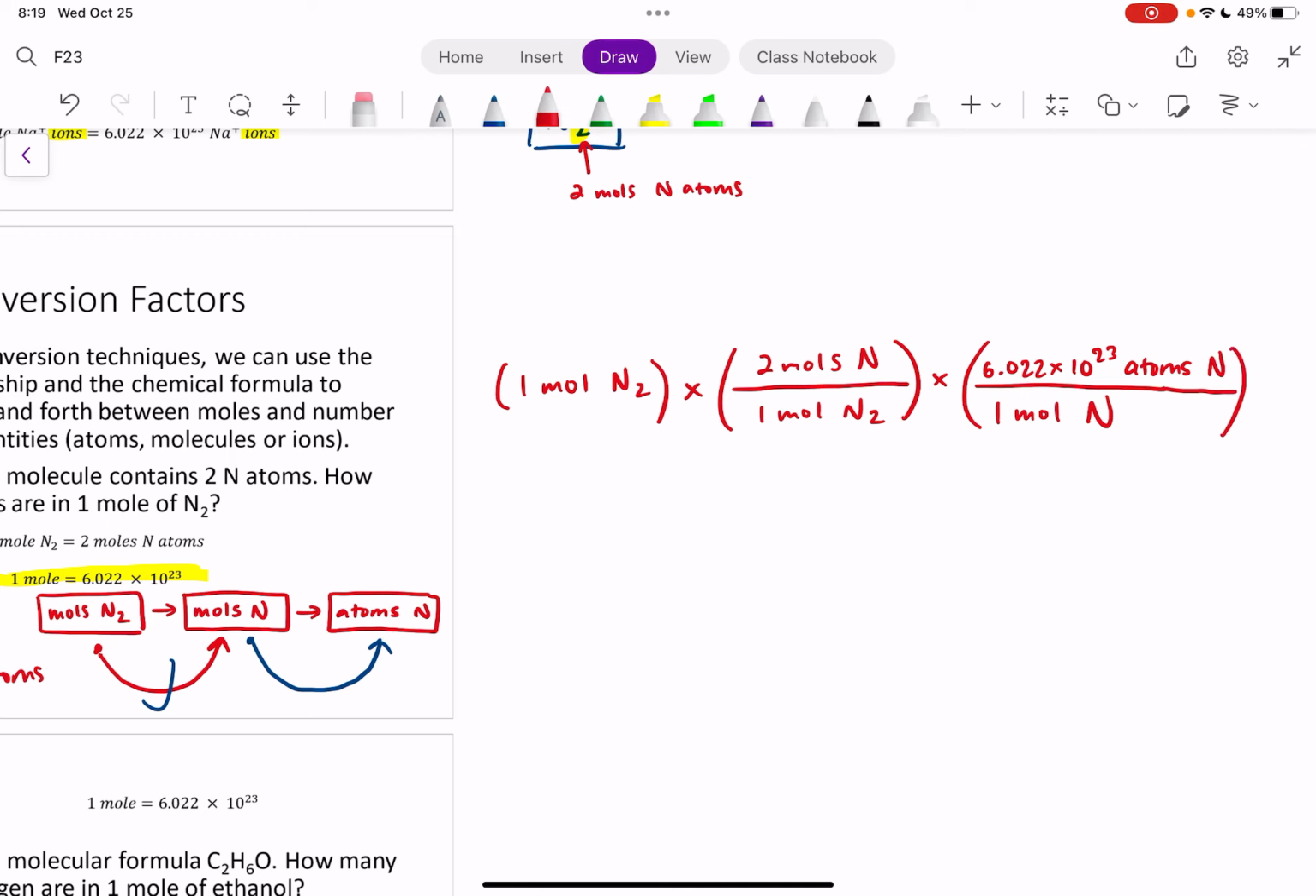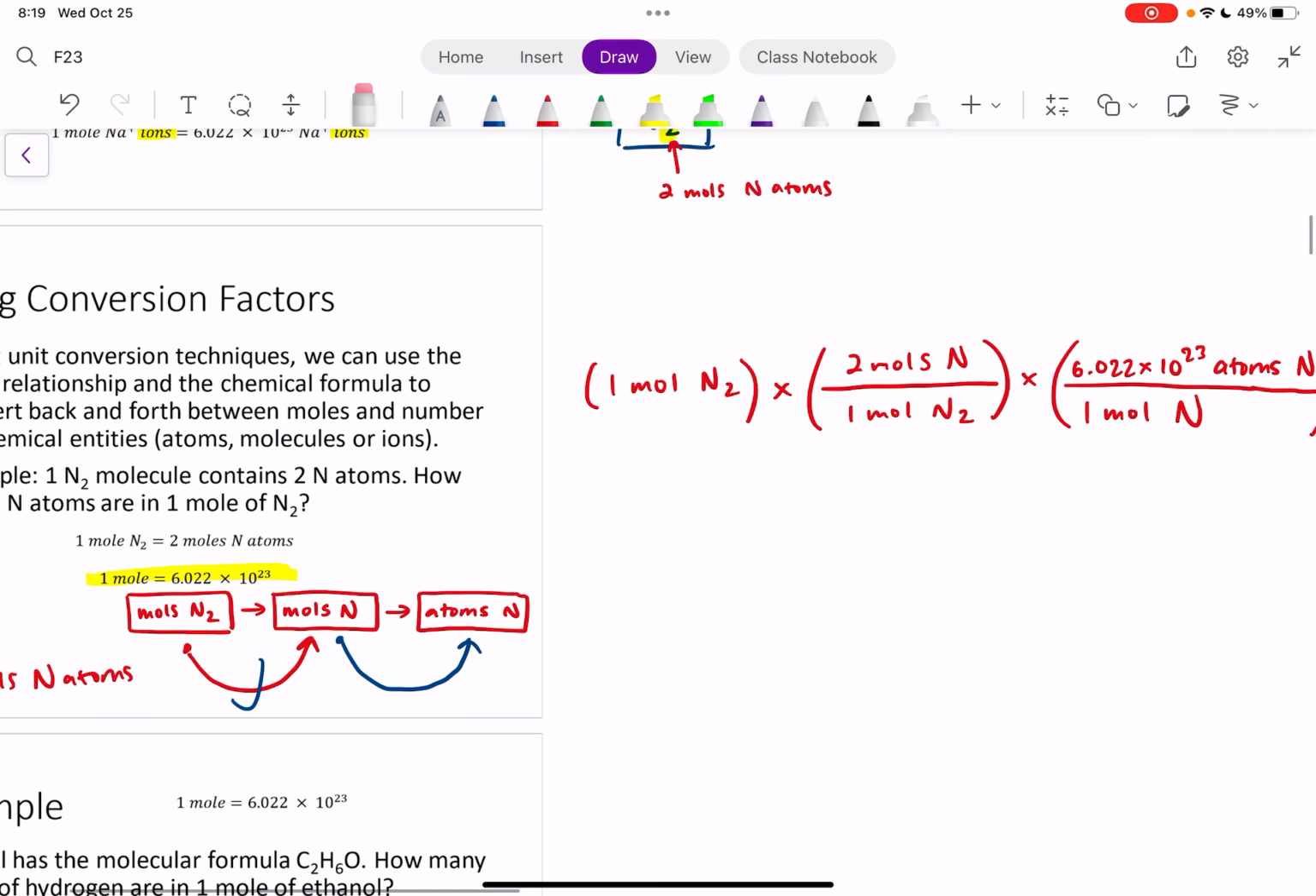Because 1 mole of anything, cats, dogs, nitrogen, is going to be 6.022 times 10 to the 23rd atoms, molecules, ions, whatever you're trying to get to of that thing. Okay? All right.